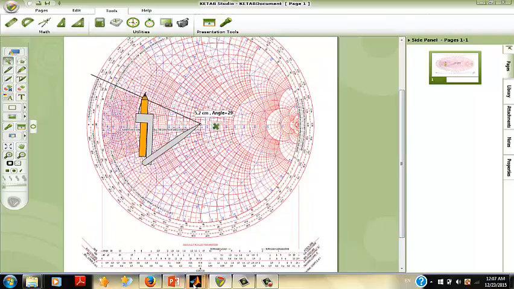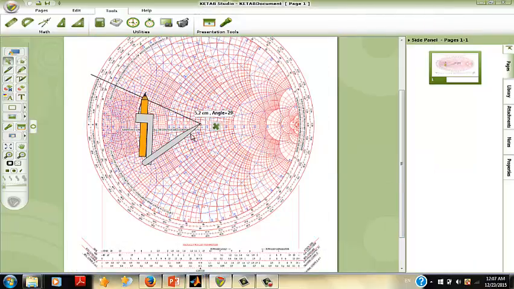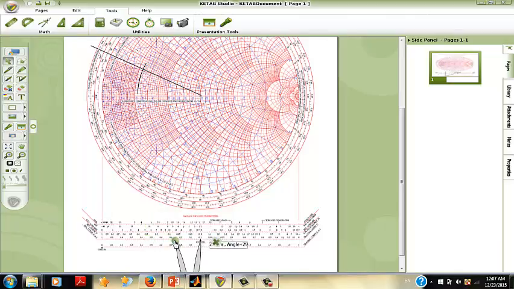Now we need to know the radius. The radius is 0.254. At the same scale, 0.254, from the center, we draw the 2 dB constant gain circle.